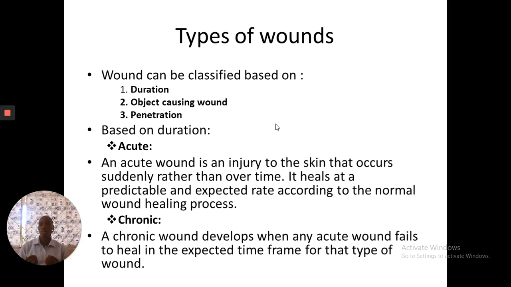So acute wounds, generally, this is a wound that you've gotten today, that's an acute wound, less than 2 weeks. These wounds usually heal at a predictable and expected rate according to the normal wound healing process. The other ones are chronic wounds, and a chronic wound is one that has failed to heal in the expected time for that particular type of wound. So then it becomes a chronic wound.